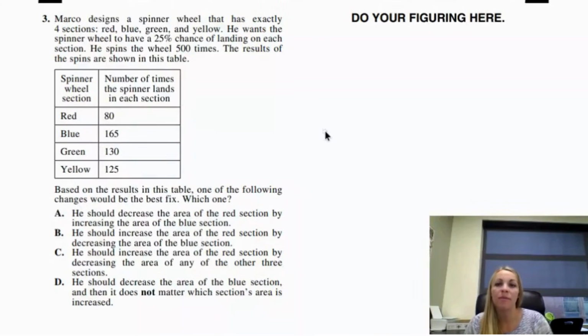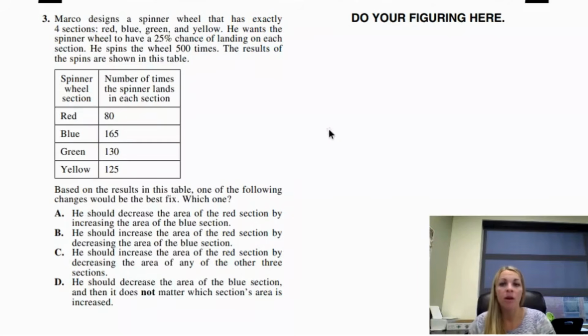Question number 3. Marco designs a spinner wheel that has exactly 4 sections: red, blue, green, and yellow. He wants the spinner to have a 25% chance of landing on each section. He spins the wheel 500 times. The results of the spins are shown in the table. Based on the results in this table, which of the following changes would be the best fix?